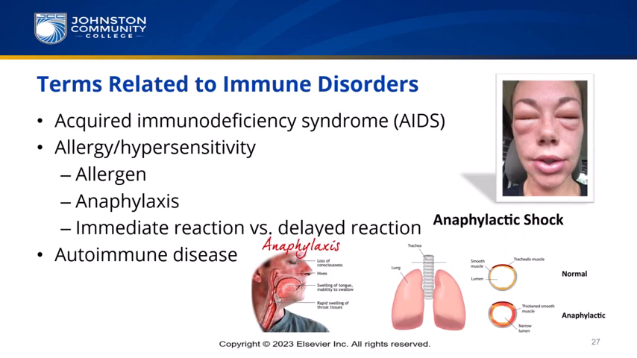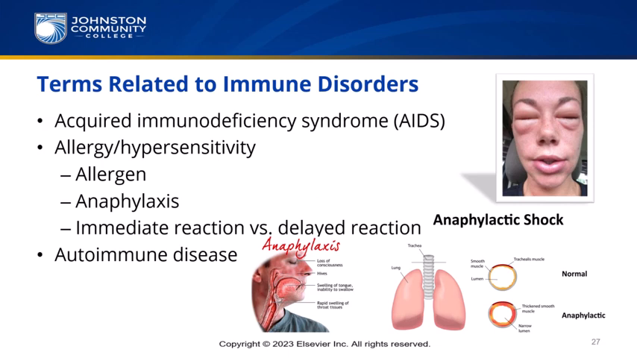Terms related to immune disorders. Acquired immunodeficiency syndrome, also known as AIDS, is caused by the human immunodeficiency virus, which we know as HIV, which is transmitted through body fluids via sexual contact or intravenous exposure. HIV attacks the helper T cells, which causes a diminished immune response. An allergy, also called hypersensitivity, is an immune system's overreaction to irritants that are perceived as antigens. The substance that causes the irritation is termed an allergen.